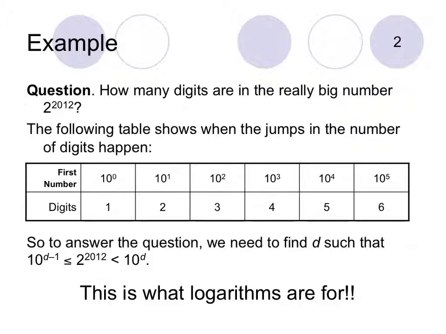So what we're really trying to do here is figure out what number d satisfies this inequality. If we can figure this out, then 10 to the d minus 1 is the first d-digit number, and 10 to the d is the first d plus 1-digit number. So if we find the value of d that makes this true, then 2 to the 2012 has d digits. Solving this equation, finding out what power of 10 is equivalent to 2 to the 2012, is exactly what logarithms are for.